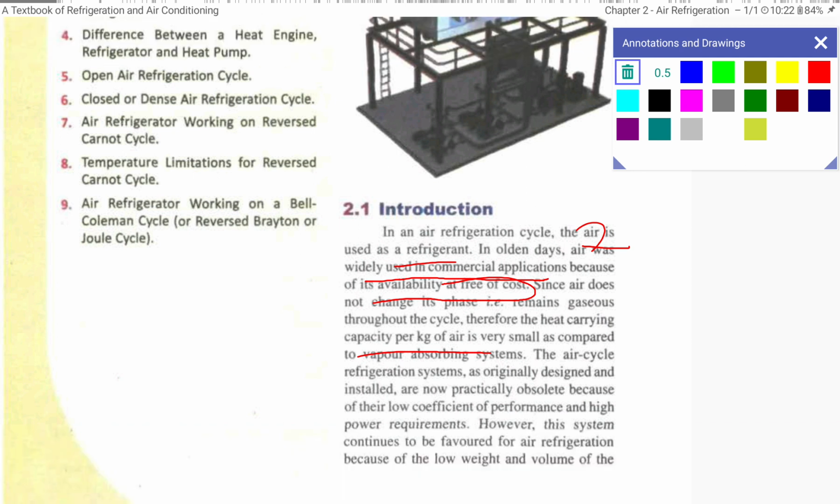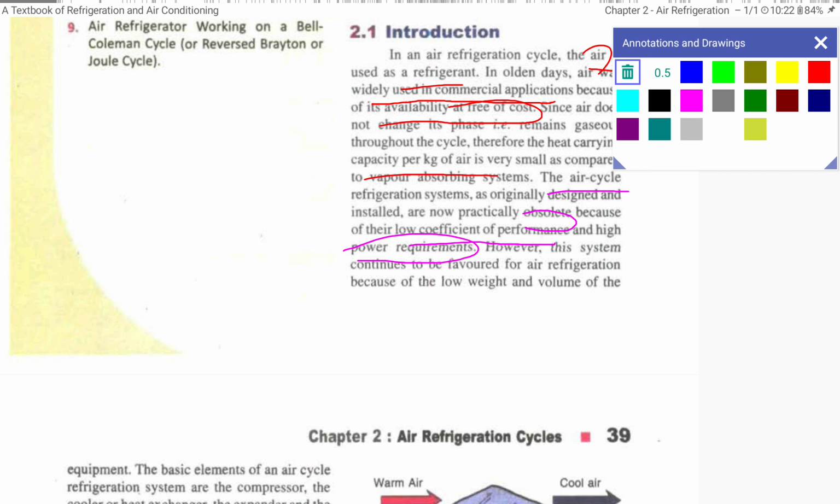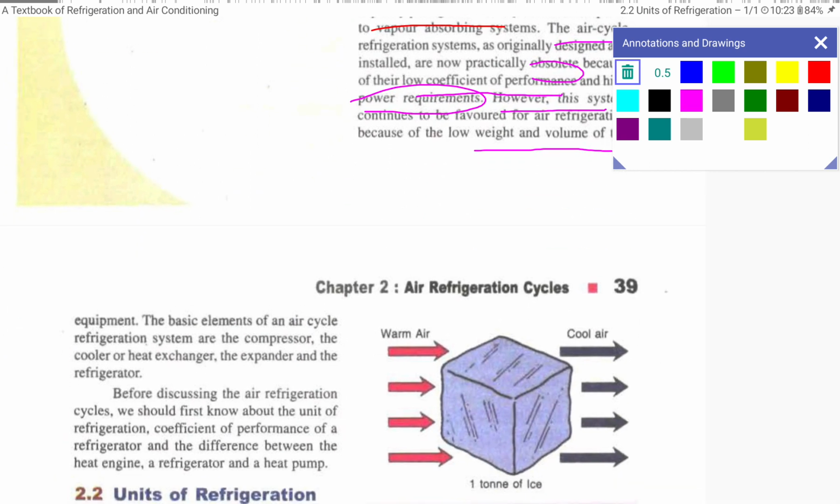Okay, so the air cycle refrigeration systems originally designed and installed are now practically obsolete, because of their low coefficient of performance and high power requirement. That's the reason why it's no longer being used, or shall I say obsolete. However, the system continues to be favored for air refrigeration because of the low weight and low volume of the equipment.